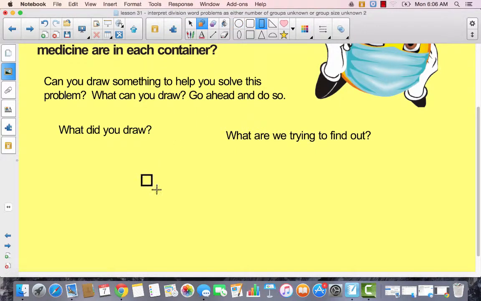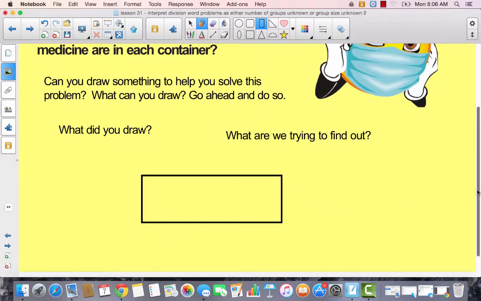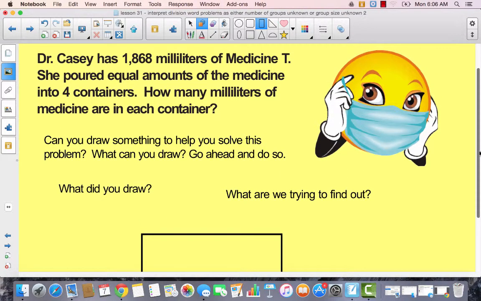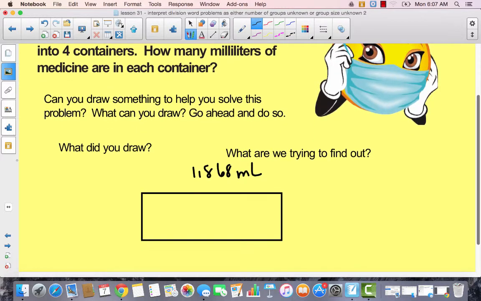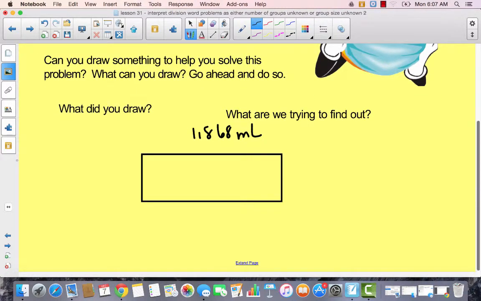The first thing I would draw is a tape diagram that looks something like this, okay? So I've got my tape diagram and I'm looking back at what I know. I know that this is how much medicine she has. So that is my total. That is how much she has altogether. So I'm going to label at the top 1,868 milliliters because that is our total. Then it tells us that she has poured this into 4 equal containers. So I'm going to take my tape diagram and divide it into 4 groups. Okay, so this is what I'm going to draw.